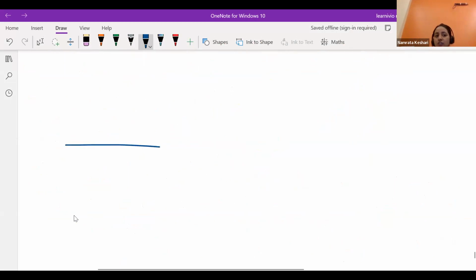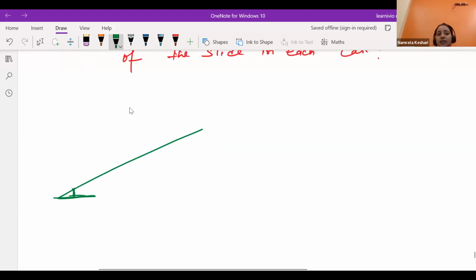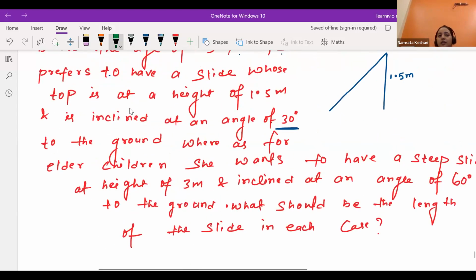That's called inclination. Suppose you are having a line like this. So inclination means what angle it is making with the horizon. That will define how much inclined the line is. So here the line is inclined at 30 degree to the ground. Can you see inclined at 30 degree to the ground?